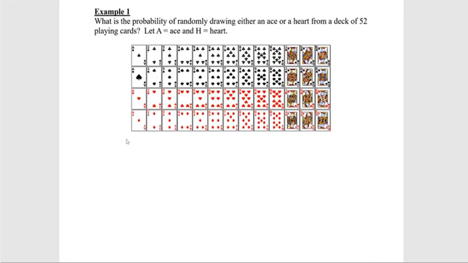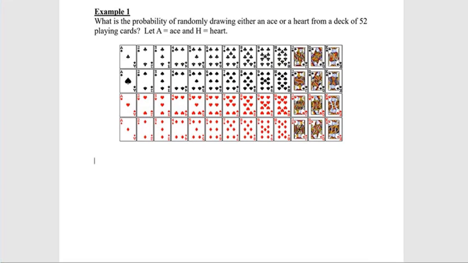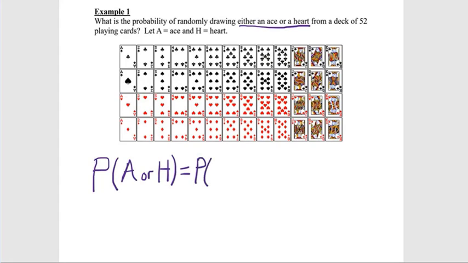In this picture, the deck is shown in order, but we would shuffle the deck so that we can select a card at random. And so we'll start by writing the probability statement. We use a P for the probability. And so what is the probability of drawing either an ace or a heart? So A or H. We can also write this as the probability of A union H.